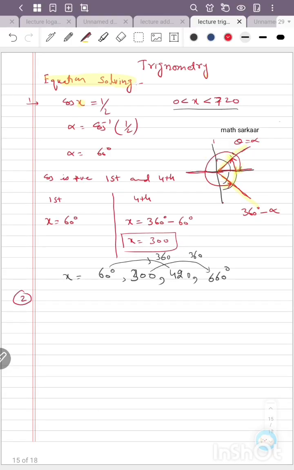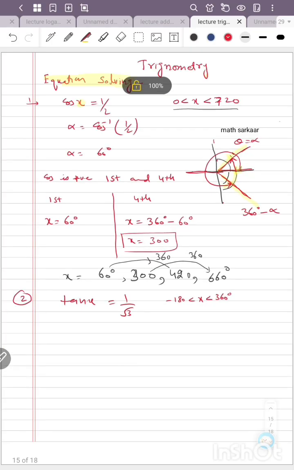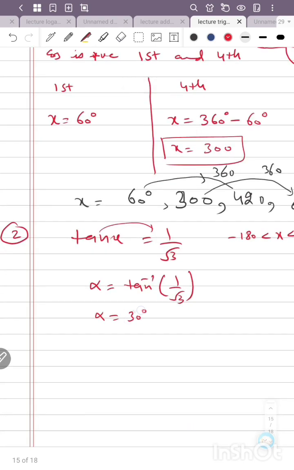Question number 2. Here we have tan of x equal to 1 by square root 3, and minus 180 less than x less than 360. Okay, dear students, how do we solve this question? Simply, it will be tan inverse of 1 by square root 3. At this quadrant we write it will be 30 degrees.